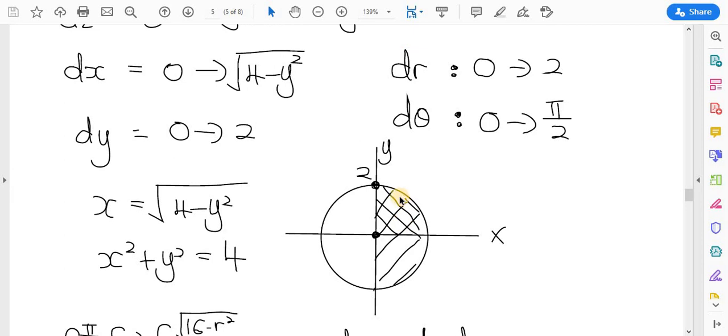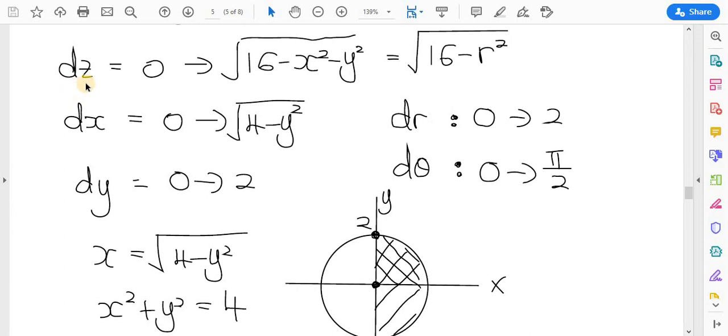So we have to redefine the interval for this section by using cylindrical coordinate. In cylindrical coordinate, we are dealing with r and theta, and also z. So just now we already defined the z, which will be from 0 up to the square root of 16 minus r squared.